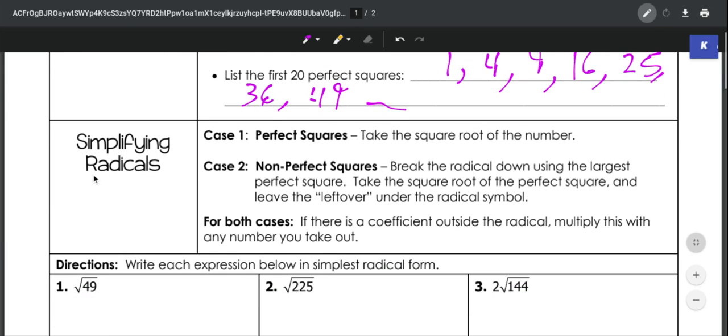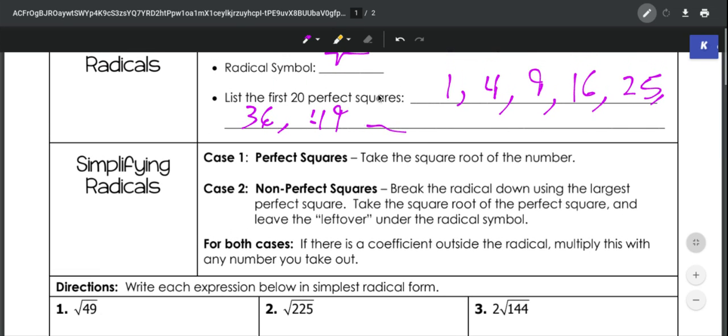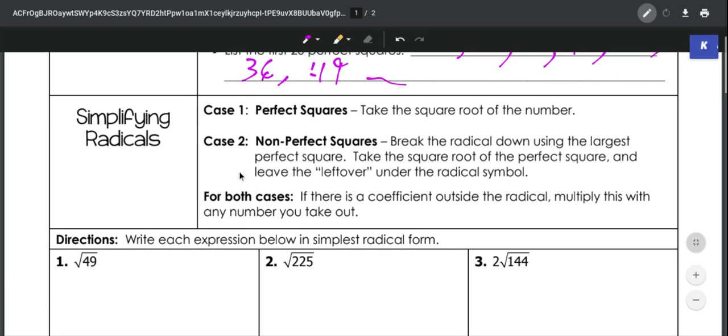For simplifying a radical, if it's a perfect square, like one of these, then you just take the square root of that number. If it's not, then you have to break down the inside of the radical to where you can take a perfect square out. Sometimes you may not be able to do that, like the square root of 5, for instance. You can't break that down anymore. It's a prime number, so in some cases, square root of 5 is your answer. I'll show you what that looks like.